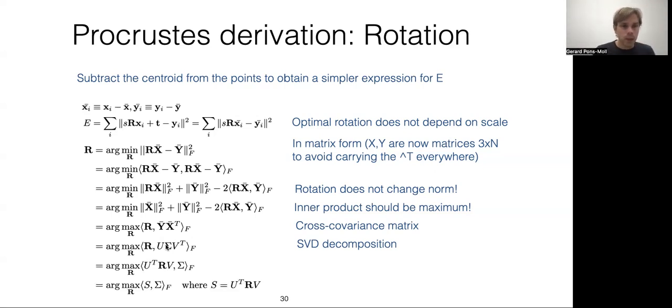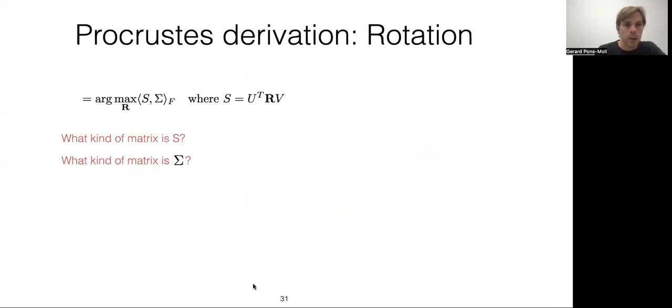Doing the same trick as before, we use the properties of the inner product to move things around, so this is completely equivalent. I can move these matrices from the right side of the inner product to the left side, but I have to transpose and take care of the order. And now I have argmax over a matrix S and sigma, where S equals U transpose R times V. All right, so I have this argmax over R of S times sigma, of this inner product.